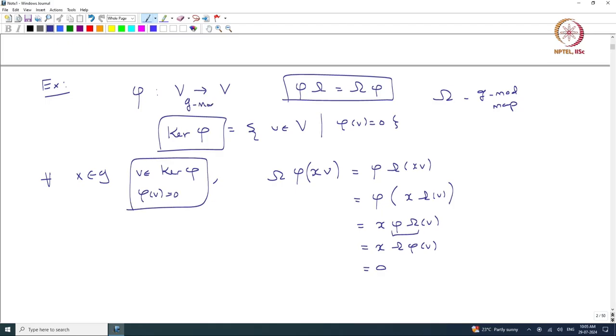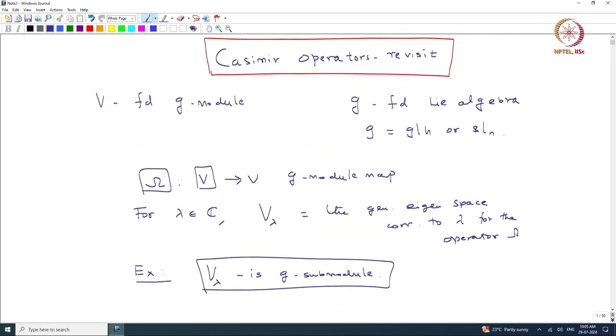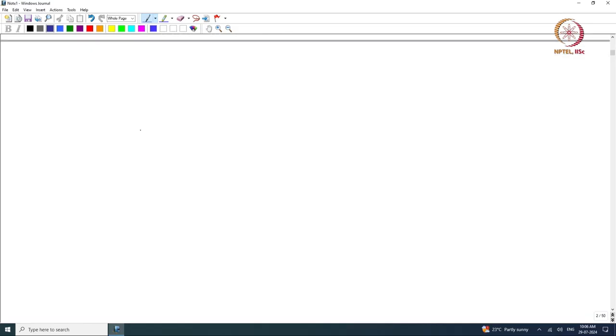If you take this to be a G module map, and phi and omega commute, then it is easy to see that kernel phi is indeed a G submodule. So this gives us a way to decompose V into G submodules. If you take any G module map and look at generalized eigenspaces, then we can write V as a direct sum of generalized eigenspaces for omega. That is called the primary decomposition of V with respect to omega, and that gives you a G module decomposition of V. So that is why we were looking for operators that commute with the action of G. That was the motivation to look for such operators, and then we defined the Casimir operators corresponding to some representations.